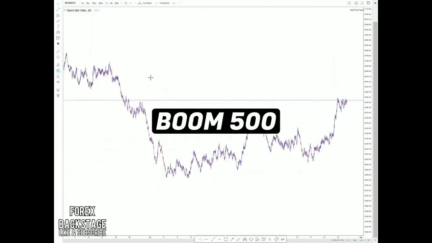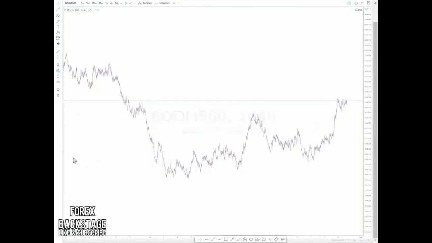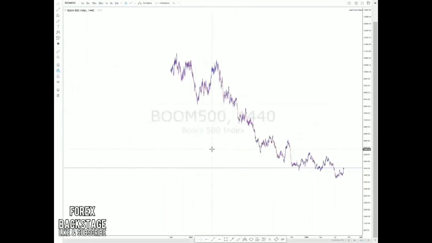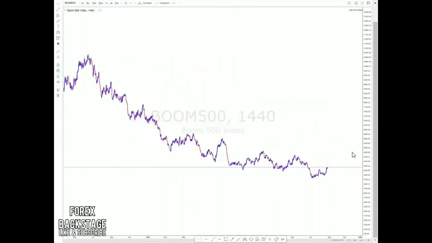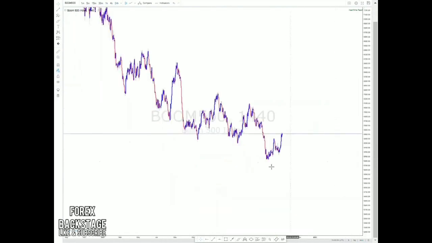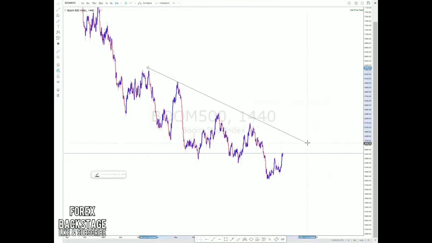At Boom 500, let's try the bull, I think, and then let's go to our 24-hour time frame. Let's just spot our trend first here. You can see that the market is in a downtrend. It's currently in a downtrend.